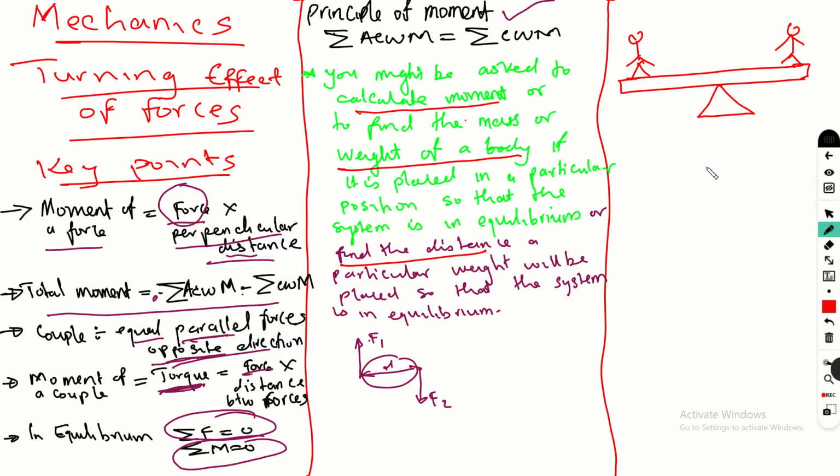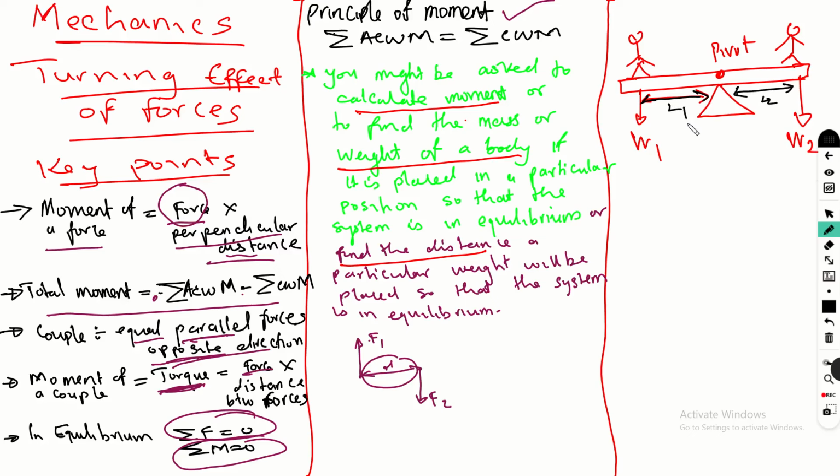But if these people are a system, now this person applies a force, the weight of this person, W1, and there's the weight of this person, W2. Now, this is a point which is a pivot. And we are saying that the distance between this weight and this pivot is what we call the perpendicular distance. This L2 and L1 is what we call the perpendicular distance.